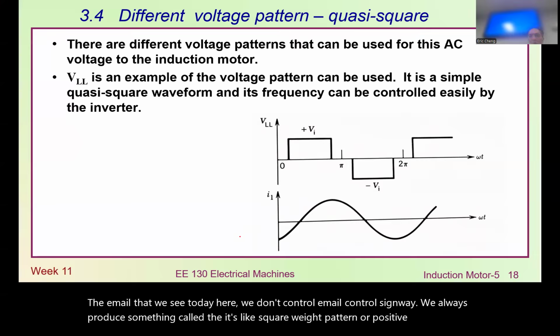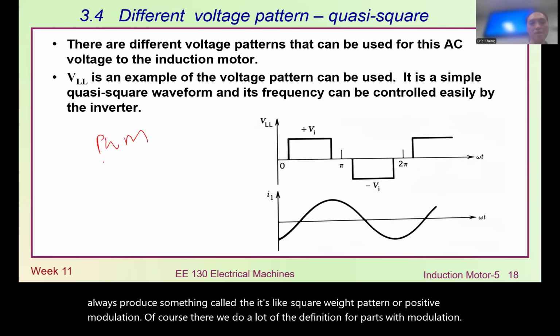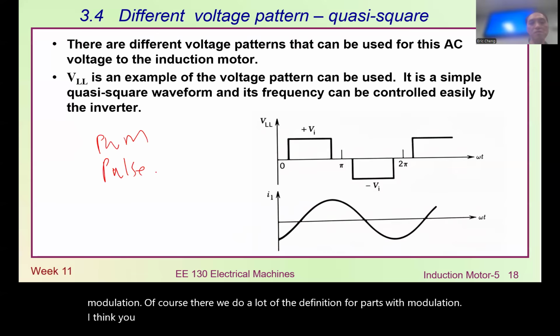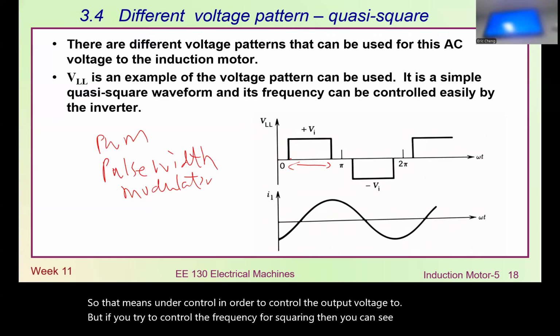Of course, there are a lot of definitions for pulse width modulation. I think you all know this term now, pulse width modulation. That means this pulse width is under control in order to control the output voltage too. But if we control the frequency of the square wave, then you can see this kind of square wave will be generated from the inverter.